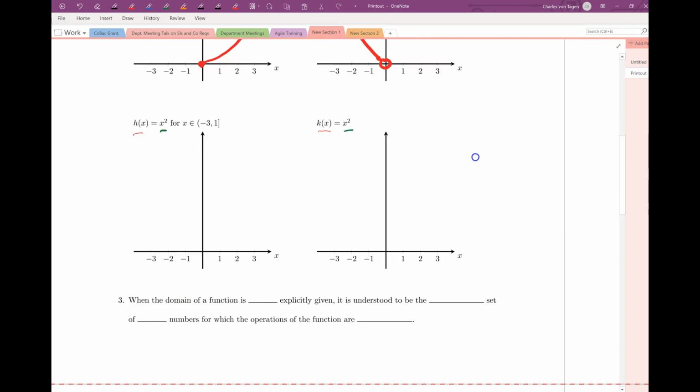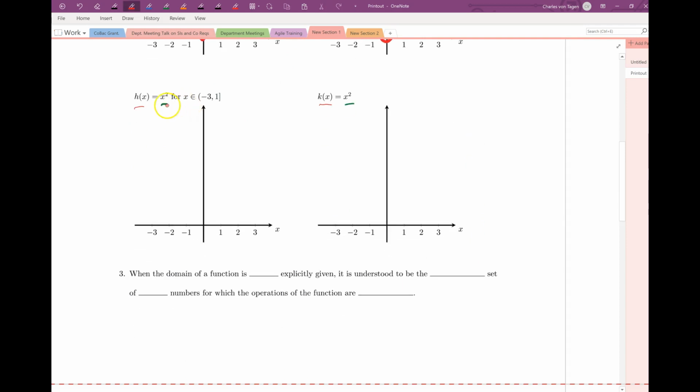So let's go ahead and look at letter h now. Letter h, again, we're dealing with the x squared function. Again, it's this parabola that looks something like this. But we want to only take values between -3 and 1. Well, -3 is not actually included in the domain. How do I know that? I've explicitly said that by giving a parenthesis here.